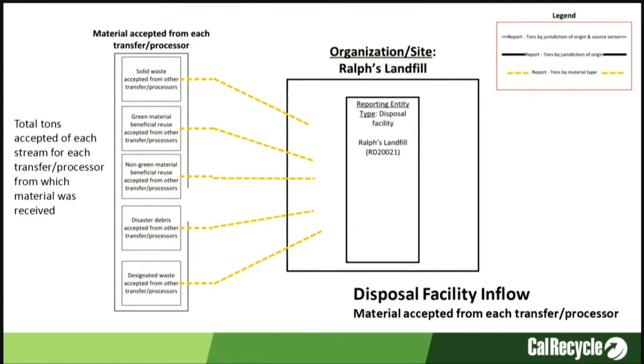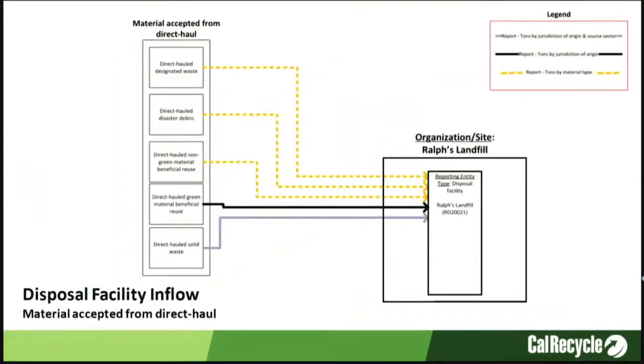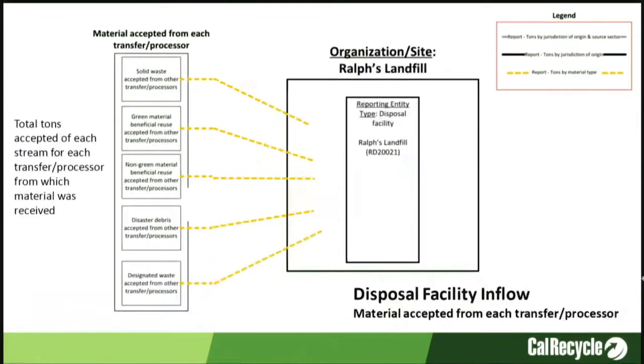So it's not a requirement to track jurisdiction of origin for the material that is accepted from each transfer processor. I try to make it abundantly clear, whereas this one here is total aggregated tons of each of these streams. This is for each transfer processor. You would need to report each stream separately: total tons accepted of each stream for each transfer processor from which material is received.